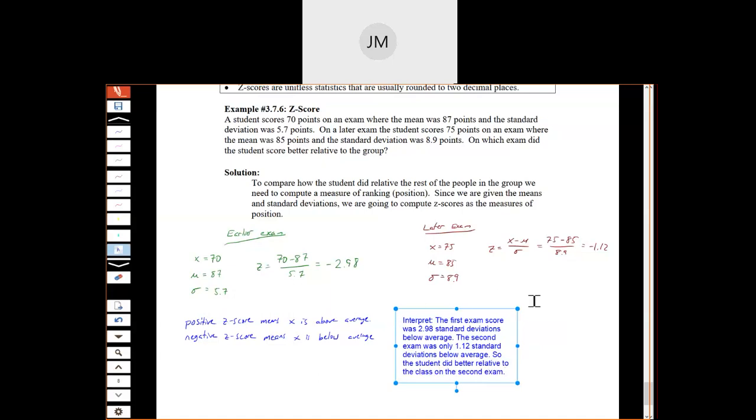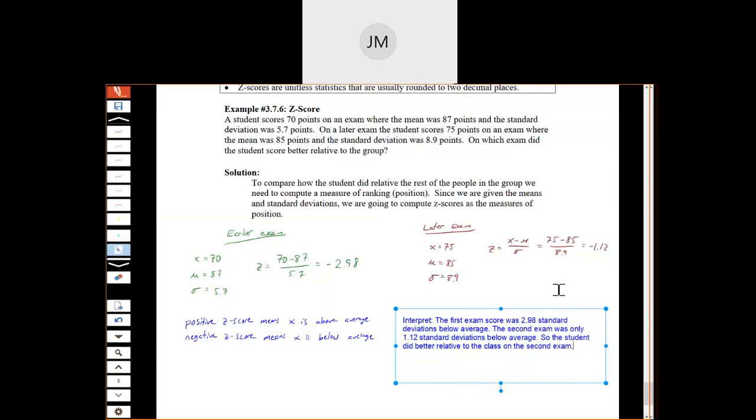And in this case, that also lines up with your intuition, because the student also had a higher score on the second exam, but that doesn't always line up that way. You could have a lower score but do better relative to the class on a different exam if it was just a harder exam.